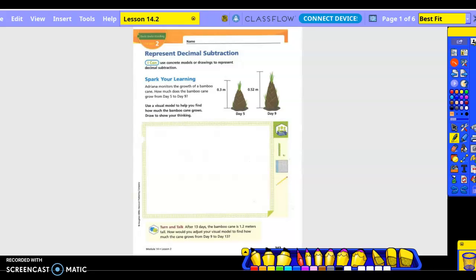Welcome to math, lesson 14.2, represent decimal subtraction. I can use concrete models or drawings to represent decimal subtraction. Spark your learning. Adriana monitors the growth of a bamboo cane. How much does the bamboo cane grow from day 5 to day 9? Use a visual model to help you find out how much the bamboo cane grows. Draw to show your thinking.